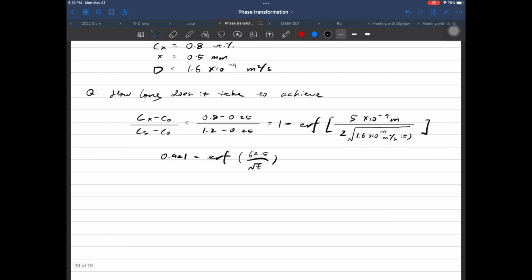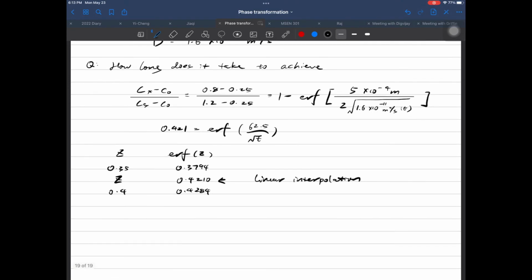Then we need to look up the error function table. The value 0.4210 is between 0.3794 and 0.4284. In this case, we know the value z, the value within the error function bracket, is some value between 0.35 and 0.4. If we do a linear interpolation, we get z equals 0.392. Then plugging in all the numbers, we get the diffusion time is 25,400 seconds, or 7.1 hours.